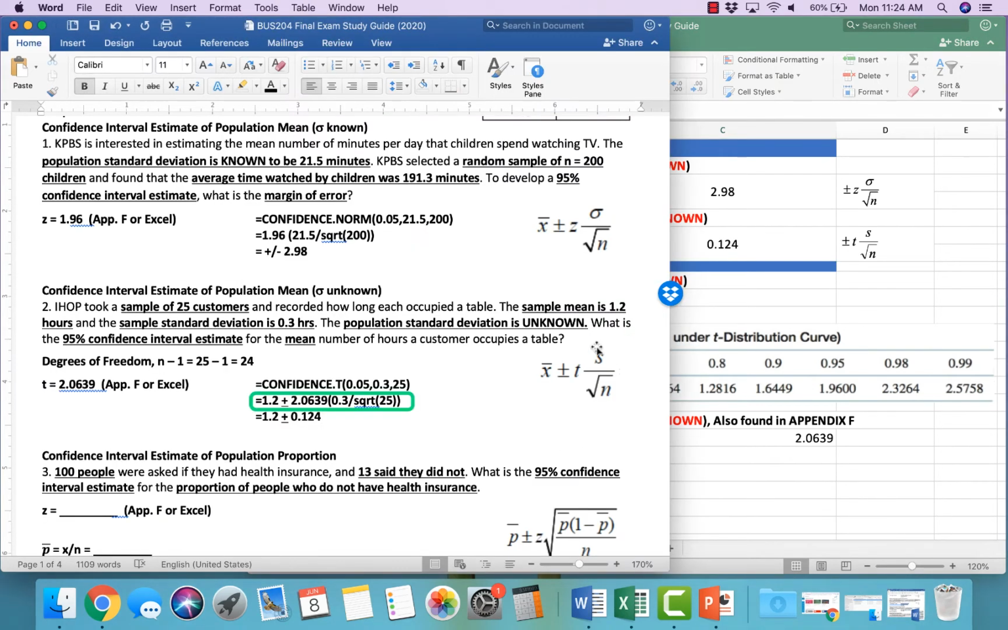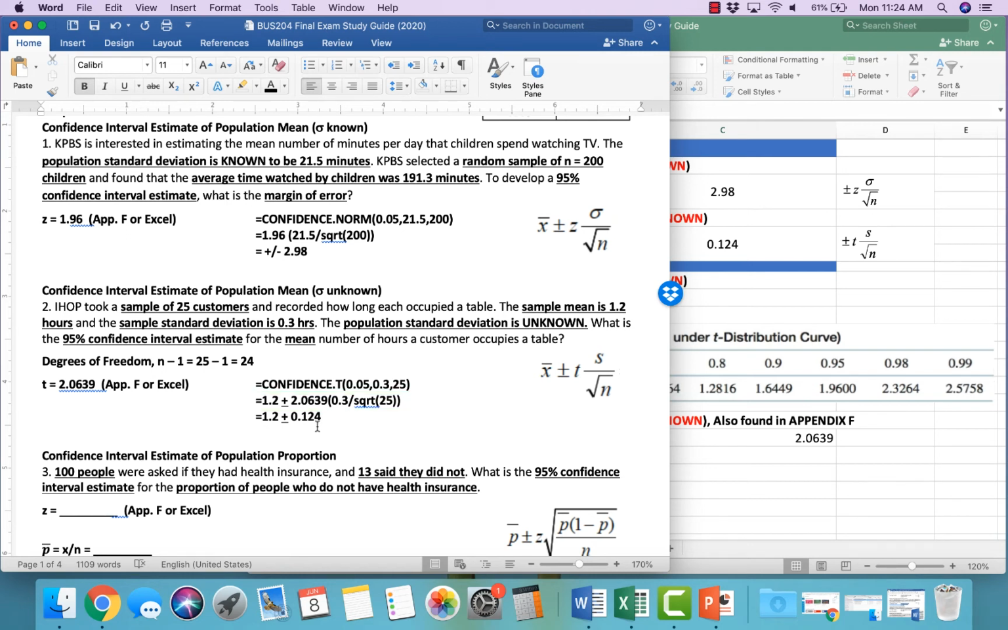So if you prefer to use a calculator over Excel, you can just plug in our variables into the formula here on the right. So my sample mean is the 1.2 plus or minus the critical t-value we found, which was the 2.0639. The standard deviation, that's the 0.3. And then the square root of our n, or our 25, is right here. And then what we do is we solve the right side, or the margin of error, on its own. And that'll give us that 0.124, just like we found in Excel.